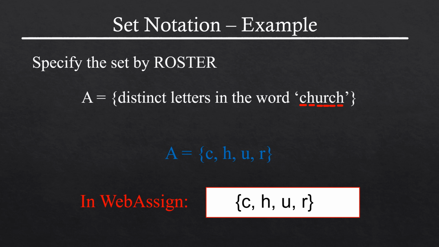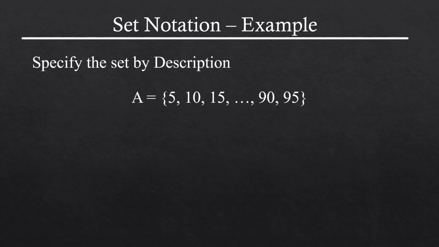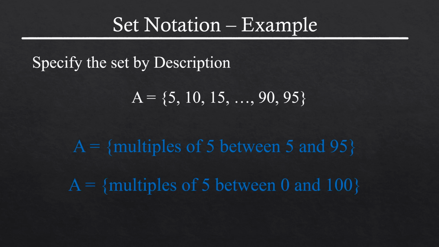Okay, all right, so let's look at the next one. This says specify the set by description. This is a little more tricky here. You've got the numbers 5, 10, 15, and so on up through 95. I'm going to give you a couple of choices here. You have the multiples of 5 between 5 and 95, and you have the multiples of 5 between 0 and 100.